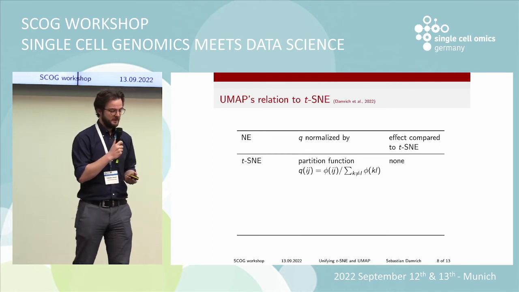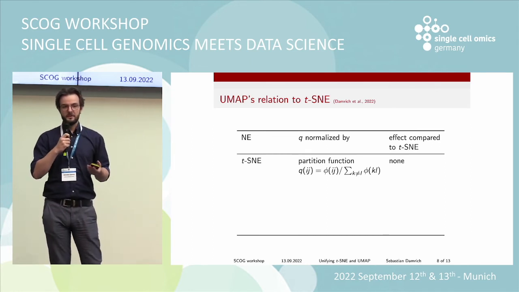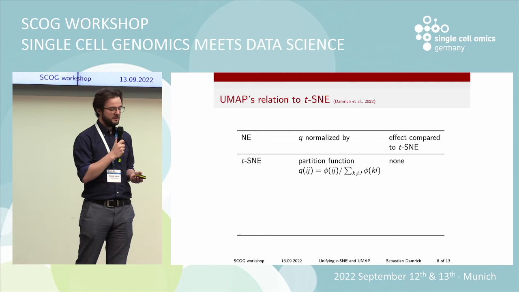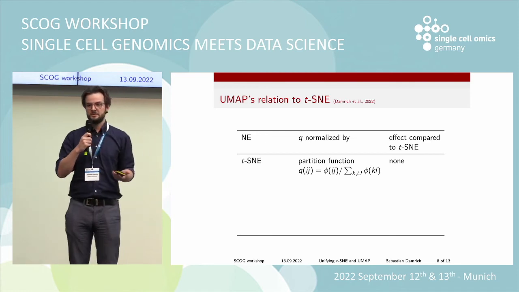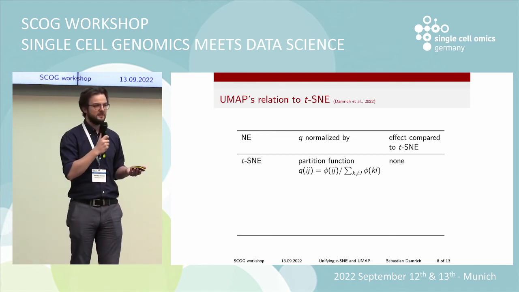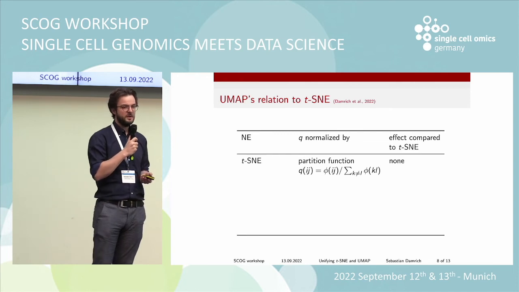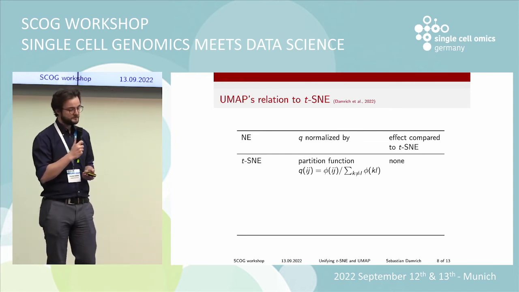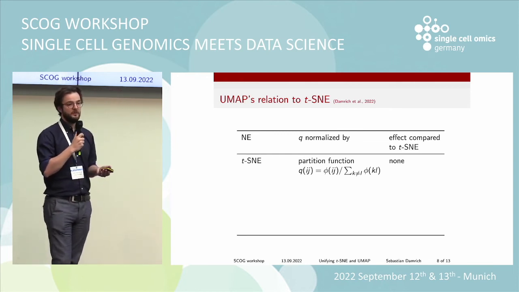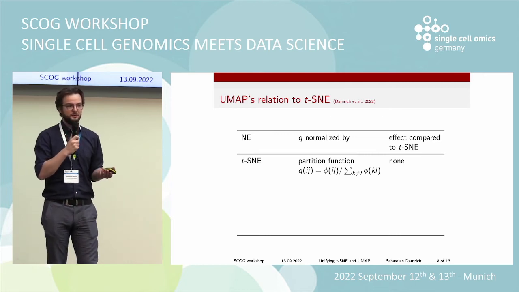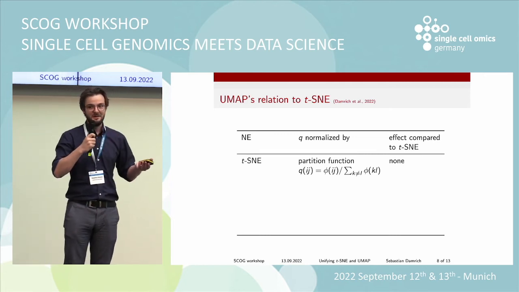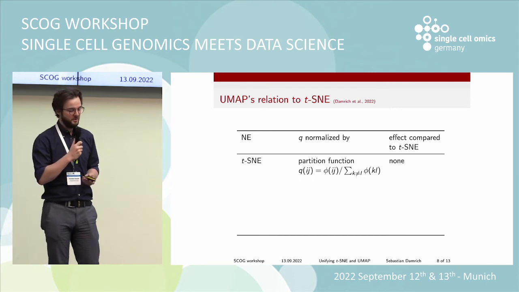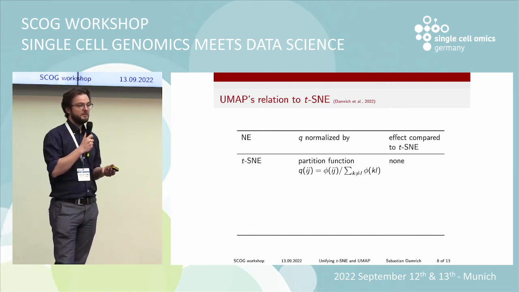And the best way of doing this is by checking out how exactly this embedding similarity distribution Q is defined. t-SNE does the straightforward thing. It has these similarity values, and then it divides them by the partition function. This gives you a nice normalized probability distribution. The downside is that you have to sum over n squared many terms. And this is, of course, prohibitively slow for the large single-cell data sets you are working with. Therefore, some approximations are necessary.